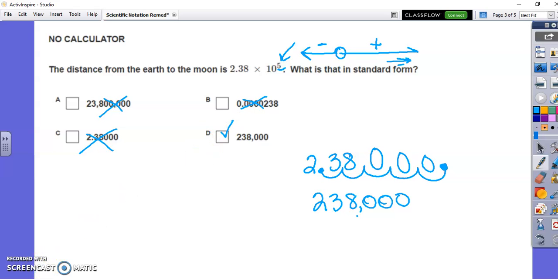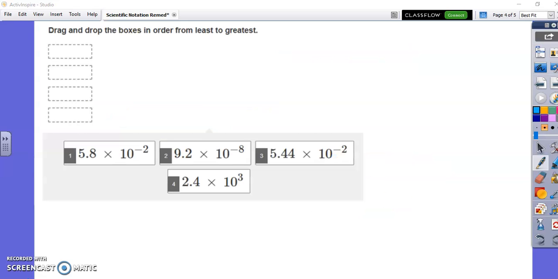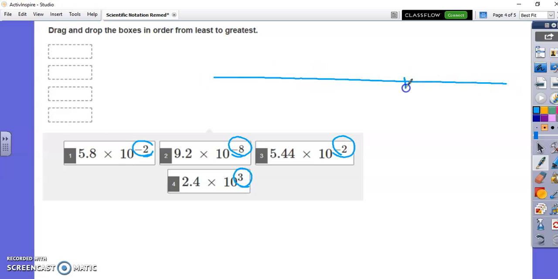Question number 4. Drag and drop the boxes in order from least to greatest. So we want to go smallest to largest. So when everything is in scientific notation, this is very simple. All you're going to look at are the exponents. So we have a -2, a -8, a -2, and a 3. So it may help if you draw a number line and place these numbers on the number line. So I have a +3, I have 2 -2s, and I have a -8.